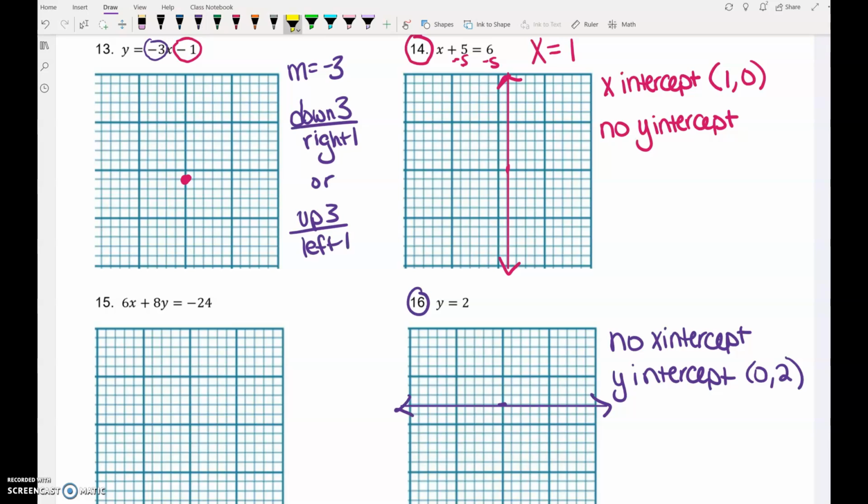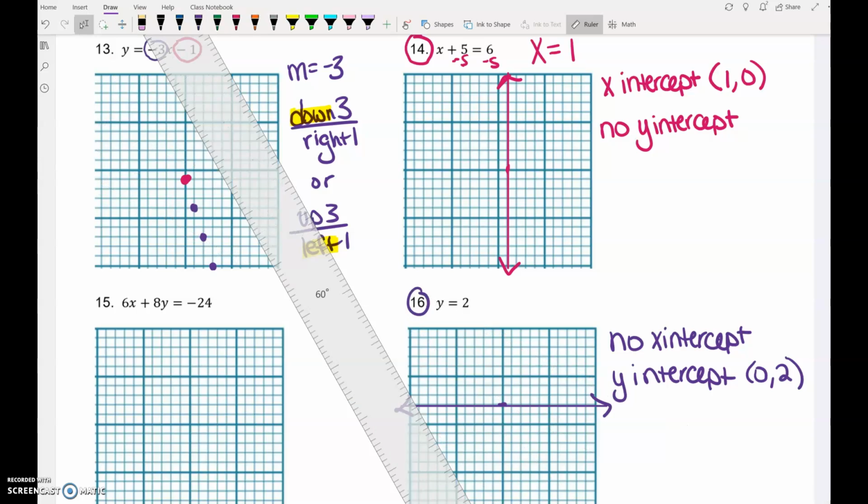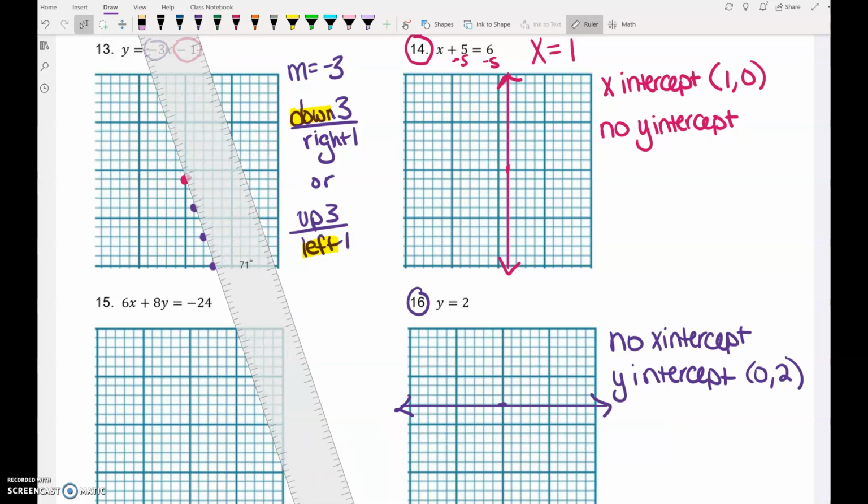You want to make sure that you are only using the negative once. So moving down uses the negative. Make sure you move to the right after that. Going up does not use the negative, so left uses the negative. You can only use the negative once. So down 3, right 1. And then draw it in with a nice straight edge.